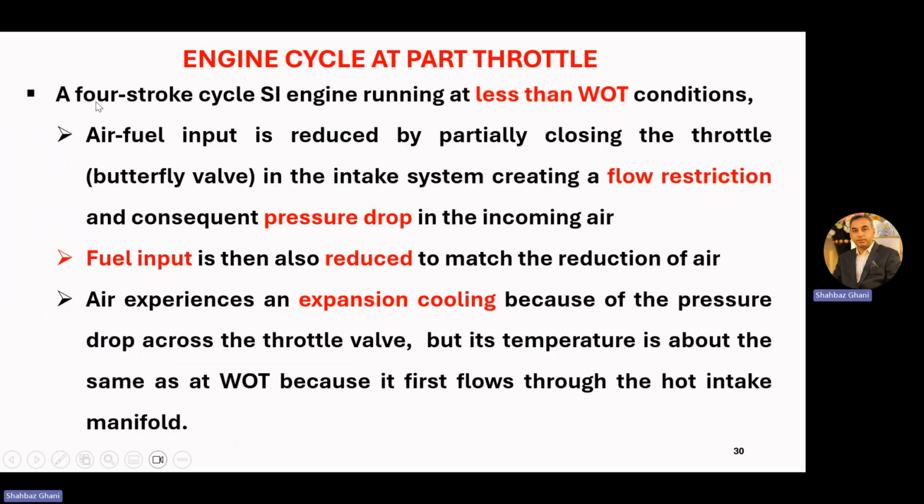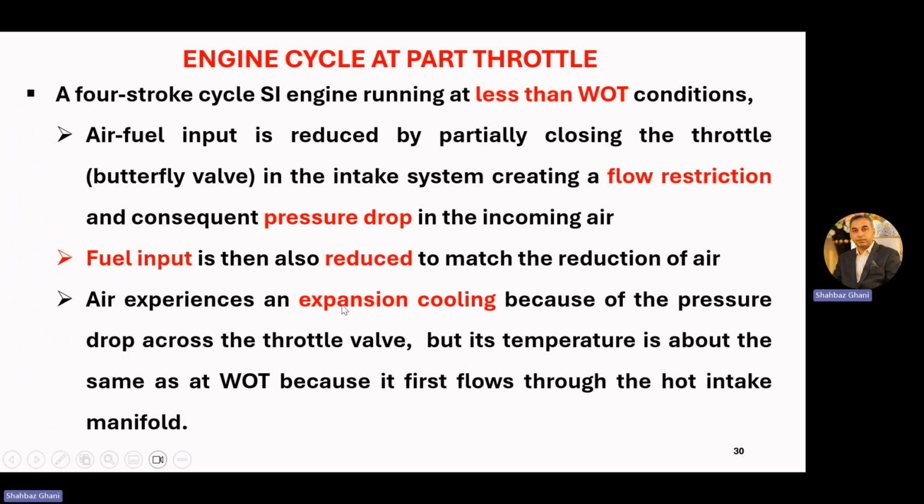Now let's see. A four-stroke cycle SI engine running at less than wide open throttle conditions means part open throttle. Air fuel input is reduced by partially closing the throttle butterfly valve in the intake system, creating a flow restriction and consequent pressure drop in the incoming air. Fuel input is then also reduced to match the reduction of the air because we have to maintain that air fuel ratio. So if you are reducing the air, the fuel input will also be reduced.